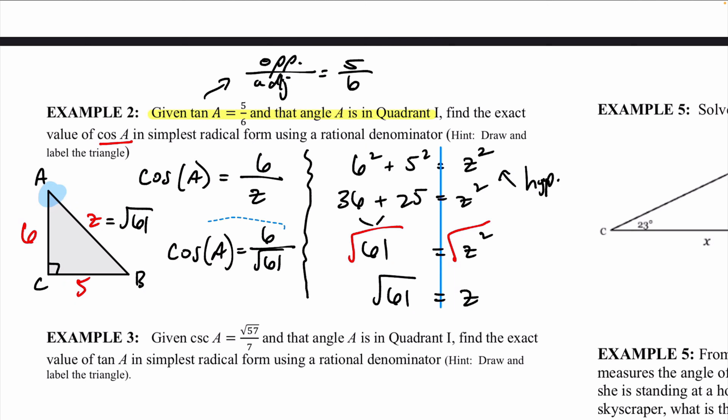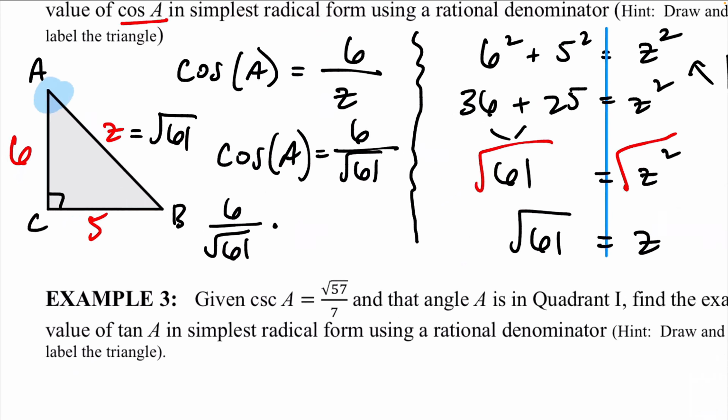And you can use your calculator to do this too. So we're going to take our answer, 6 over the square root of 61, and we're going to multiply by the square root of 61, just like that. Okay, so multiply straight across. I get 6 times the square root of 61.